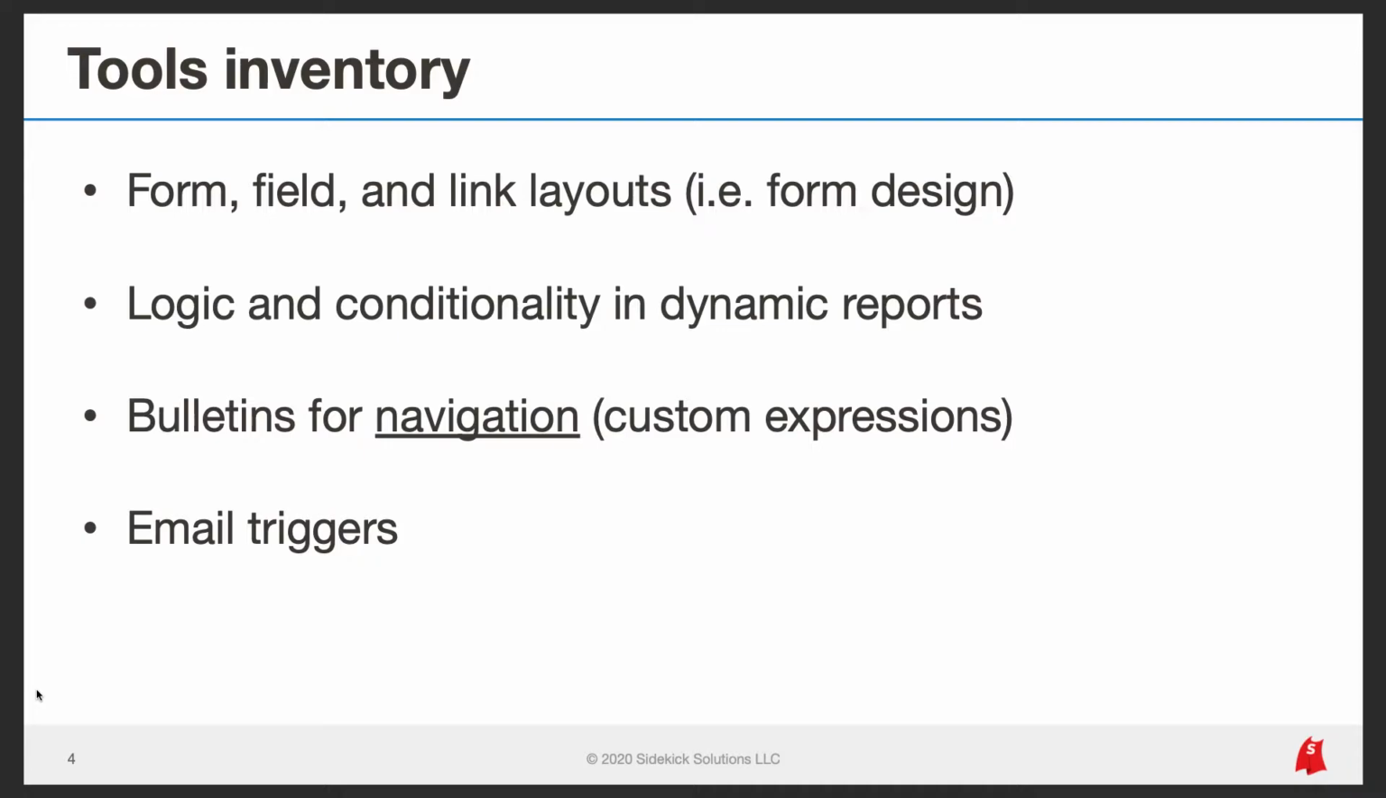We also have bulletins. Bulletins are like dashboards, and those can be used for centering actionable data up front for users on the Apricot home screen. And then lastly, we can use email triggers. Email triggers are used for immediate or delayed notifications to prompt users to take a next step.